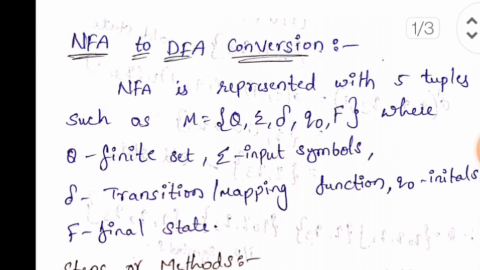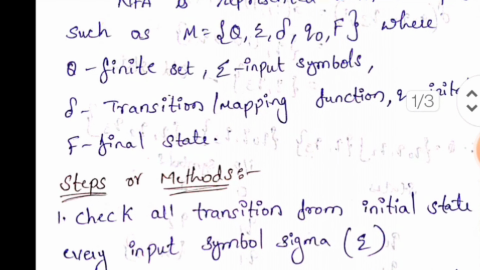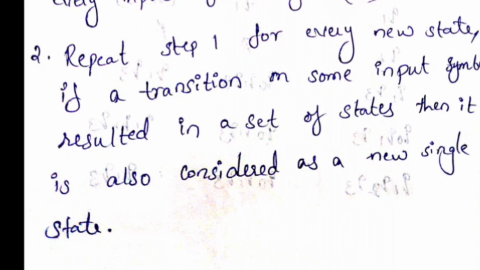Here to convert NFA to DFA we have 4 steps. What are those 4 steps? Check all the transitions from initial state for every input symbol sigma, and repeat step 1 for every new state.